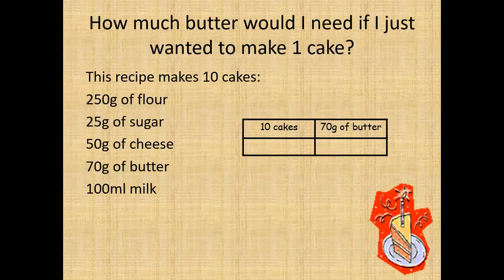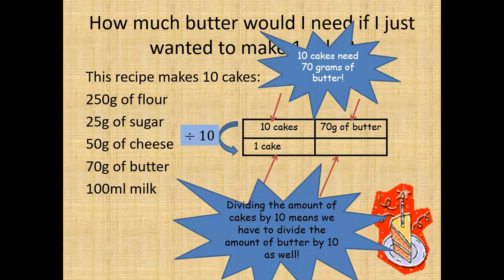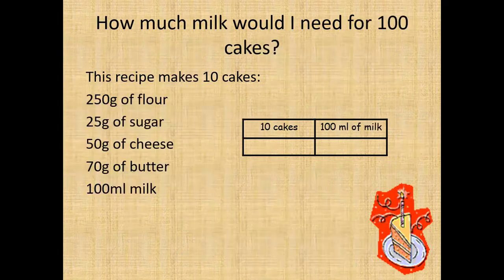Now look at this. Now if I want to make 1, always look for 1. So I'll divide everything by 10. So for 1, I'm going to get 7 grams of butter. So I need 7 grams of butter to make 1 cake.